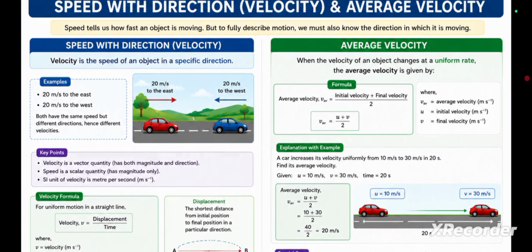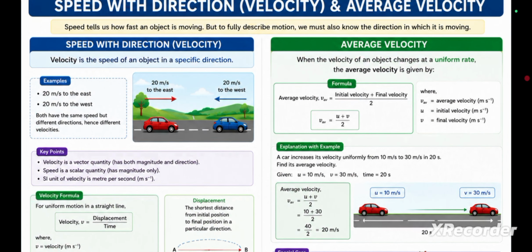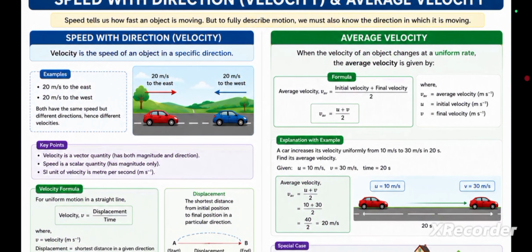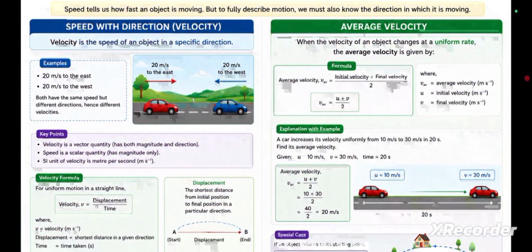Okay, now we have to learn about speed with direction, that is called velocity. Velocity is the speed of an object in a specific direction. Velocity has not only speed, it has direction also. So velocity is the speed of an object in a specific direction. Some examples are given here.